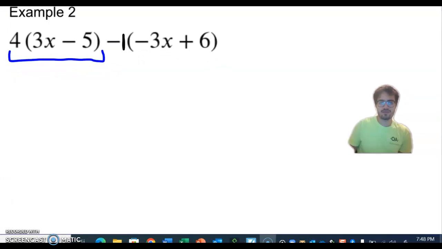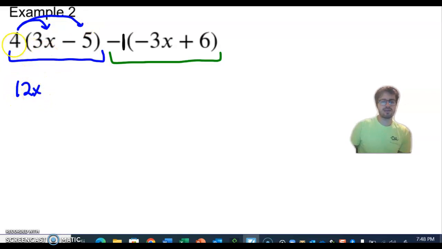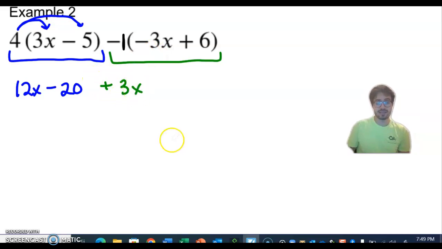Let's do this one in green. We have 4 times 3x, and then 4 times negative 5. 4 times 3x, that's 12x. 4 times negative 5, that's negative 20. Now we have negative 1 times negative 3x. A negative times a negative gives us a positive, so that's positive 3x. Then we have negative 1 times positive 6, that's minus 6.